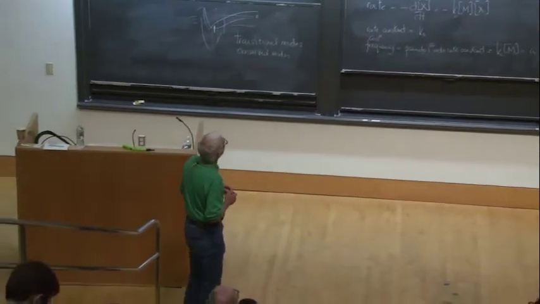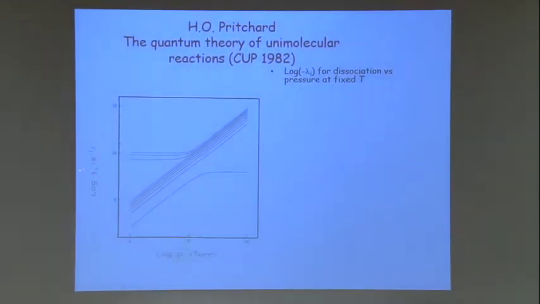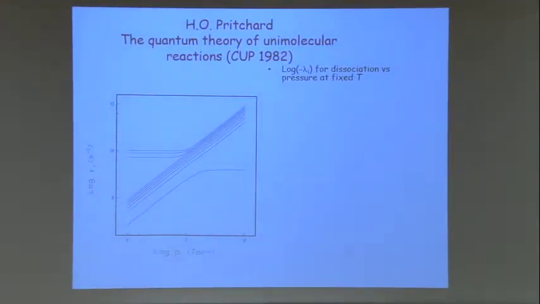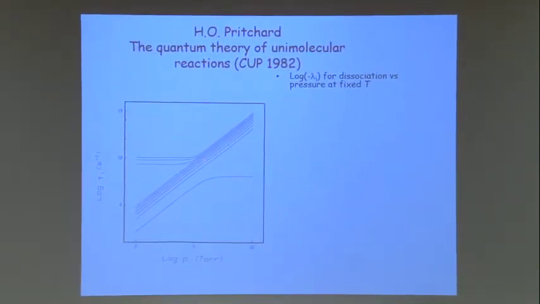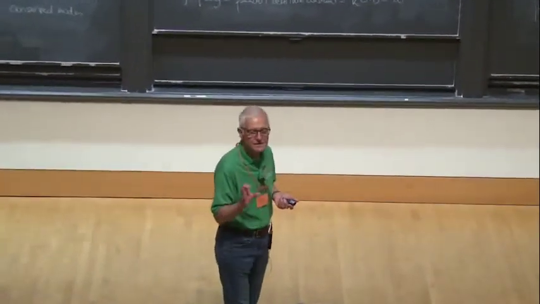So log minus lambda for dissociation versus pressure at fixed temperature. What we're doing is plotting lambda I, seconds to the minus 1, the modulus of lambda. And there are several eigenvalues. The total number of eigenvalues is going to correspond to the size of that matrix M. It's an n by n matrix where n is the number of grains that we've got. So the number of grains, and there are going to be a lot of them, we're going to get an eigenvalue corresponding to each.